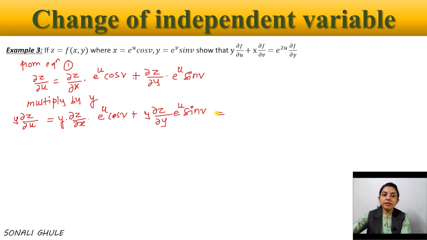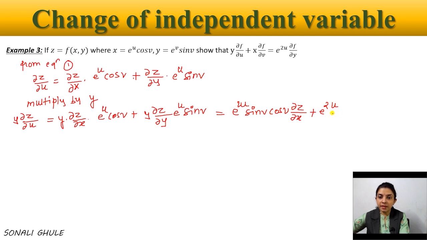Right? So putting in the value for y. What is the value for y? Yes, it is e to the power u sin v. So if I put y is equal to e to the power u sin v on the right hand side only, I will get e to the power 2u sin v cos v dou z by dou x plus, here also put the value for y. What will I get? Yes, e to the power 2u sin v into sin v. It is sin square v dou z by dou y. Okay.